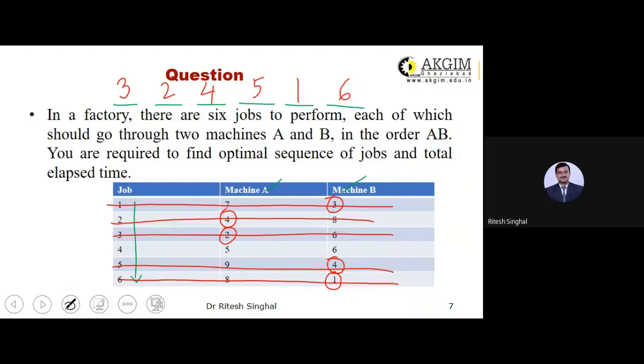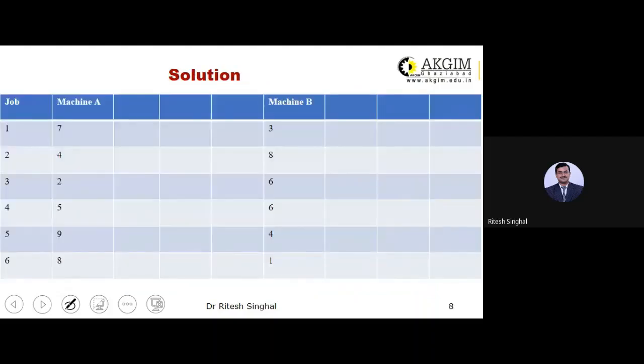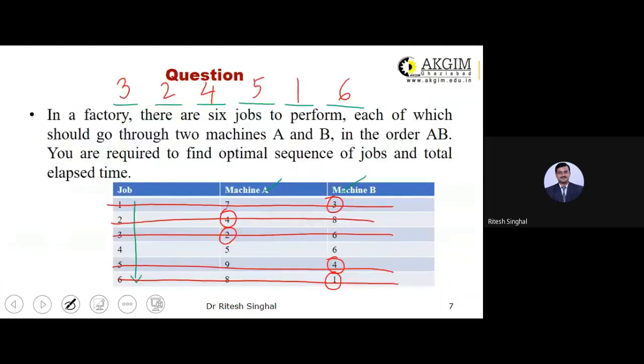So it is advised, students, this is an exercise. You complete this table, and you will find that the total elapsed time and the idle time for both the machines can be calculated using this optimal sequence.